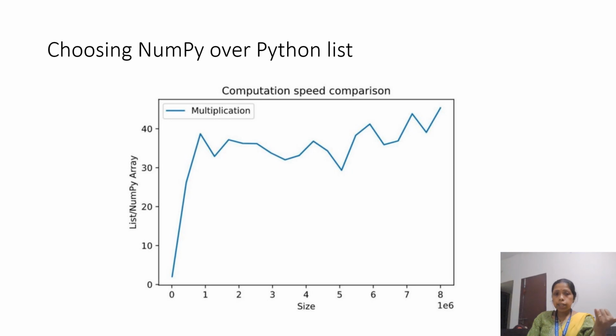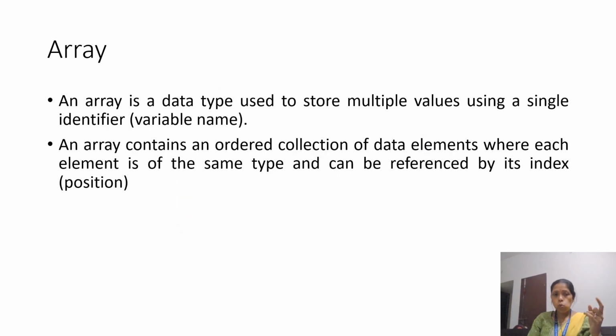So NumPy has more computational speed as compared to other Python libraries, right? So normally for array generation, we prefer NumPy, and for scientific calculation, we prefer NumPy. So what is an array?